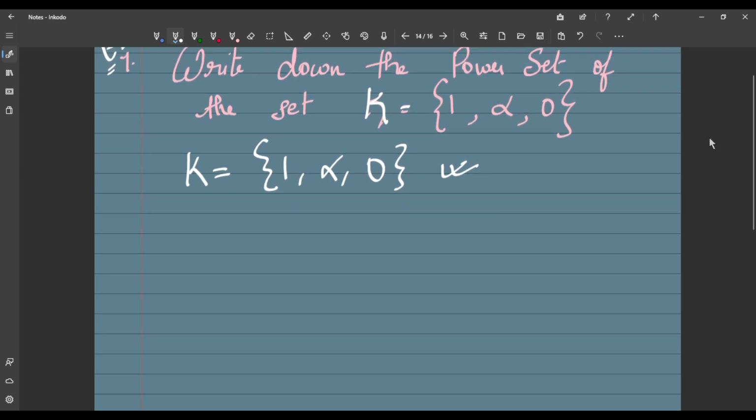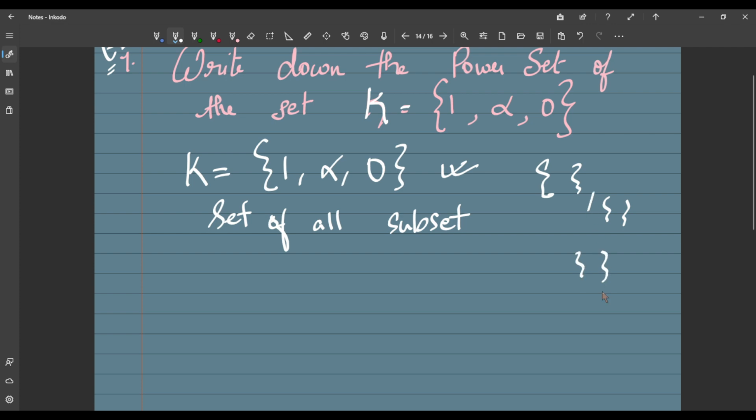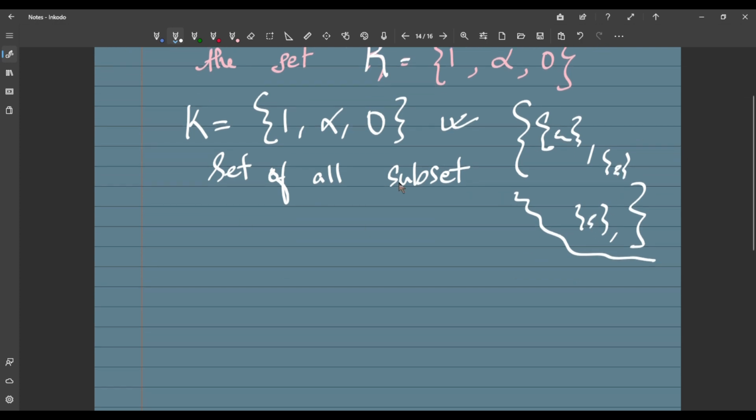We also saw that power set is the set of all subsets. So first of all, it's a set of sets. So there will be many sets written together, separated by commas, and it will be contained in curly brackets. So this is the set of some sets. These might be some sets. So my power set will be the set of all subsets of K. So I'll remove this.